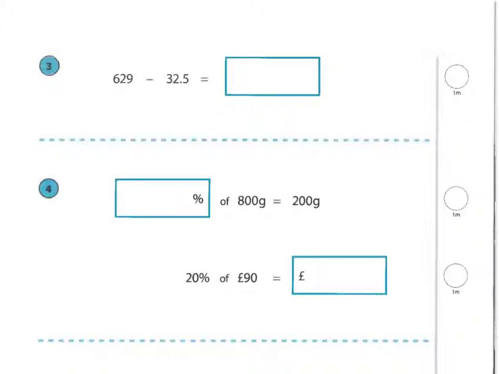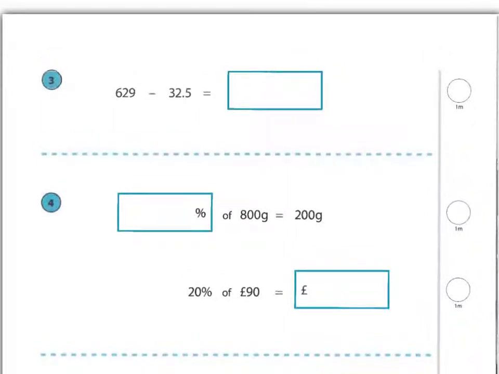Question 3. 629 subtract 32.5. Well, a nice simple way to do this would be to do it in columns. So I can have 629.0 subtract 32.5. I added the extra 0.0 so that my tenths column had digits in it.